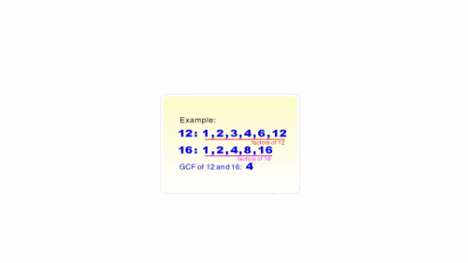Okay, so here we have 12 and 16. The factors of 12 are 1, 2, 3, 4, 6, and 12. The factors of 16 are 1, 2, 4, 8, and 16. So the greatest common factor, 2 is a common factor, but the greatest common factor is 4.